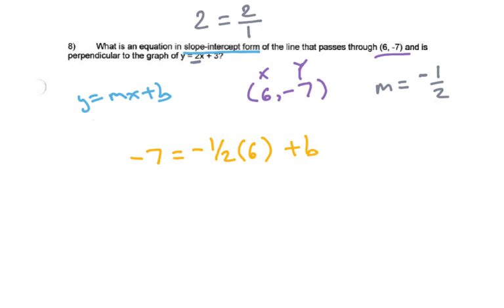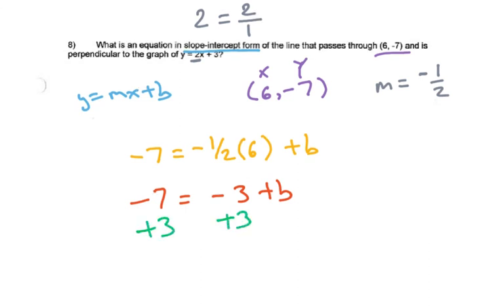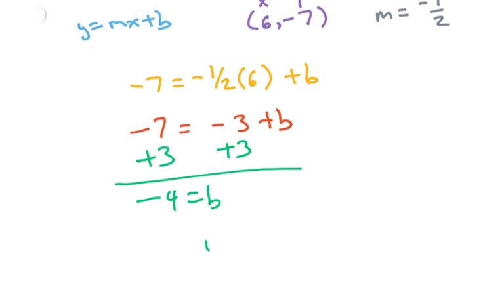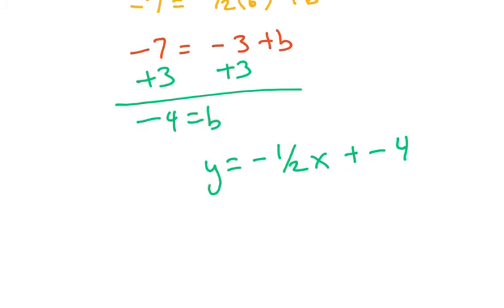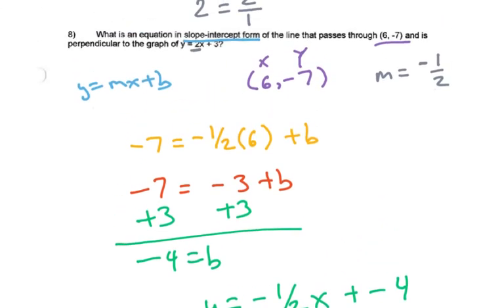Negative 1/2 times 6, so half of 6 is 3. So negative 3 plus b on the right side. We're going to add 3 to get b by itself. It's going to give me negative 4 equals b, and put it all together. y equals negative 1/2x plus negative 4. Or, I want to stress, it can also be written as minus 4. Either way, potato, potato. You'll see me jump between the two. Okay? And that is it.